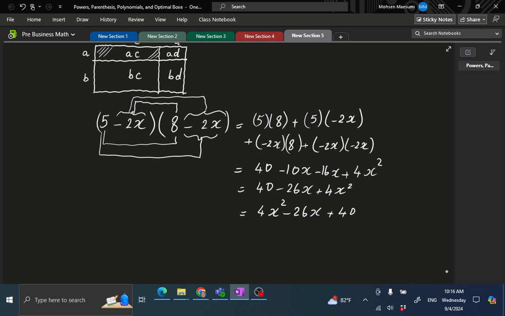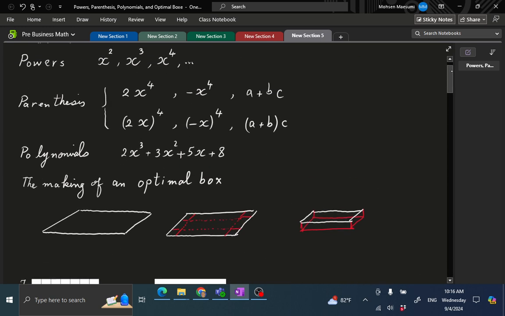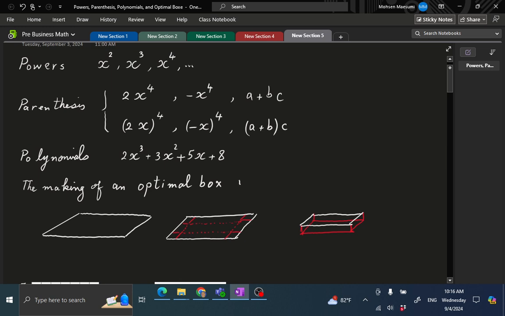Now, the interesting thing is that all of this comes up in the context of making an optimal box. So that was the promised topic here. We said we are going to see what all of this algebra has to do with aspects of real life. Making a simple box brings us the issues that we are talking about right now, and more advanced issues, in fact, that we are going to be dealing with later on.